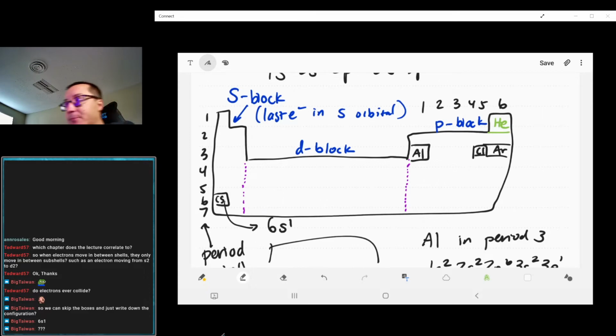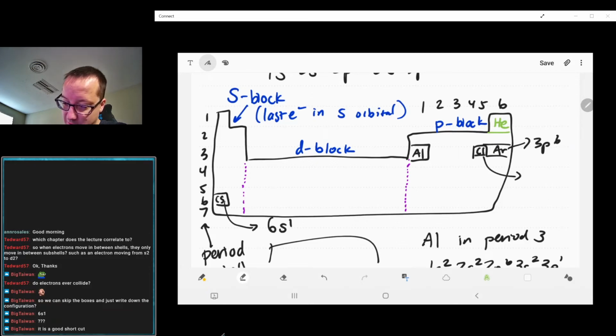Isn't that amazing? So we can just use the periodic table to tell us what the last electrons are going to be in a particular element. So if we just put argon, that was 3p6, chlorine was 3p5. It is a good shortcut indeed. So the periodic table will tell you the last electron. Awesome. And then you just need to fill in everything before it.